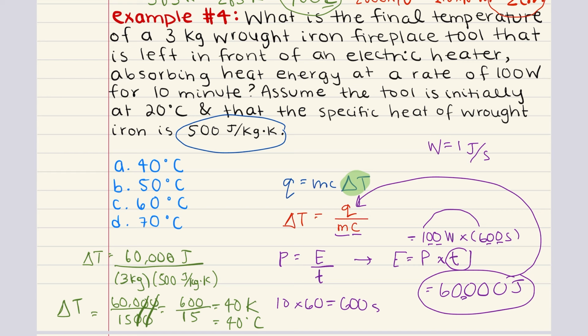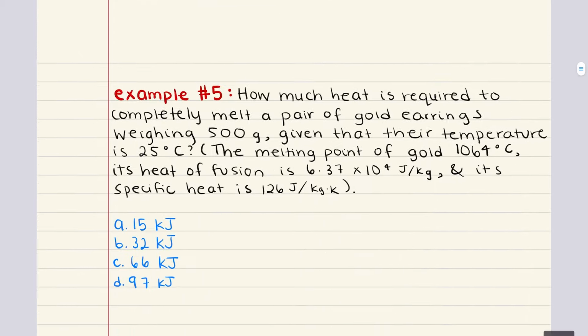Now, do not confuse this as the final temperature. Our final temperature is going to be our initial temperature, which is 20 degrees Celsius, plus however much the temperature changes by, which is 40 degrees Celsius. And that gets us a final temperature of 60 degrees Celsius, which means that the correct answer for problem 4 is going to be answer choice C. Awesome. Let's tackle problem 5 next.